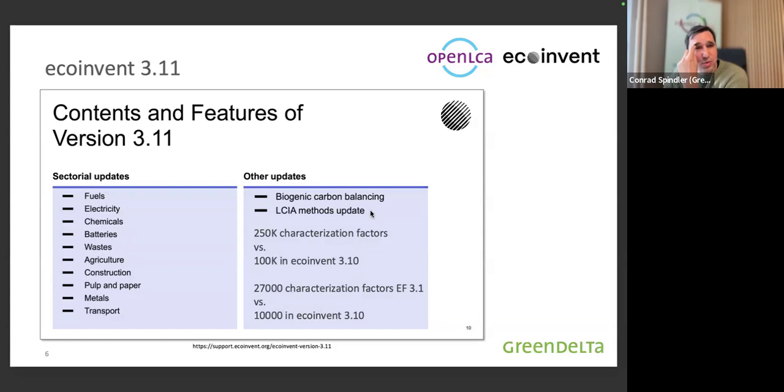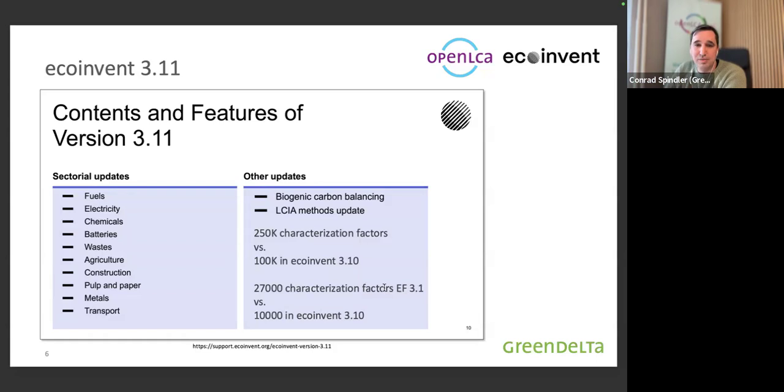And the LCIA methods were not so much updated because they only included the IPCC method with biogenic carbon accounting. So that was the only method update. But in terms of characterization factors, they put a lot more now. You have roughly double the factors than you had in 3.10. This does not mean that all these factors are used in a data set. No, but maybe in a very fancy LCA study where you model direct emissions, you can use these new factors for your own foreground processes.